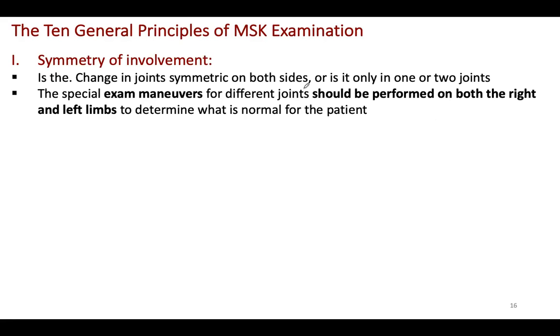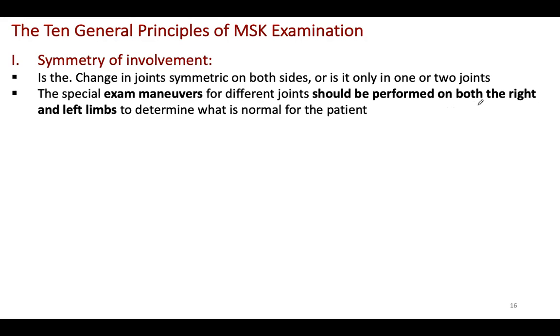So for example, when the patient comes complaining of limitation of movement in his right elbow, you want to start first by examining the left elbow. Maybe the patient is born with kind of limited mobility of both sides. So you want to start examining the side that the patient does not complain about, and then compare both sides.